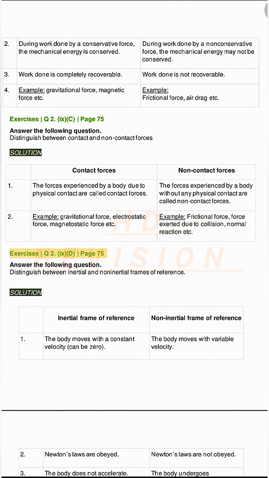Exercises Q2. XD page 75. Answer the following question. Distinguish between inertial and non-inertial frames of reference. Solution. Inertial frame of reference. Non-inertial frame of reference. 1. The body moves with a constant velocity, can be 0. The body moves with variable velocity. 2. Newton's laws are obeyed. Newton's laws are not obeyed.